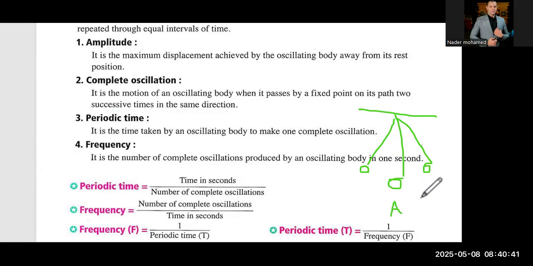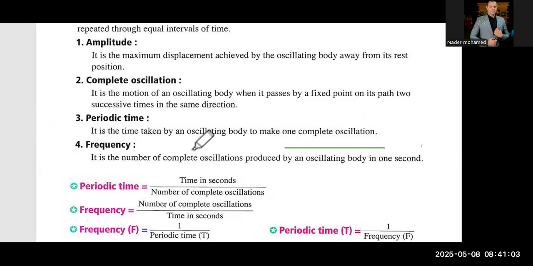Like when the object is moving from A to B and from B to C and returns back again from C to A and so on. Periodic time is the time taken by the object to make one cycle, one rotation, one complete oscillation. All of them have the same meaning.